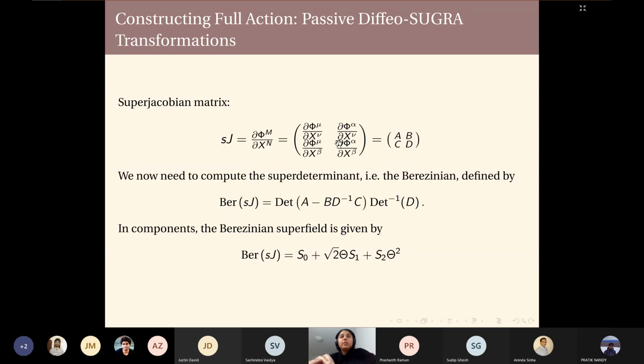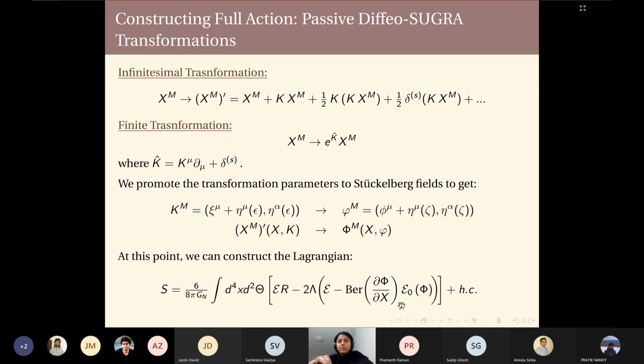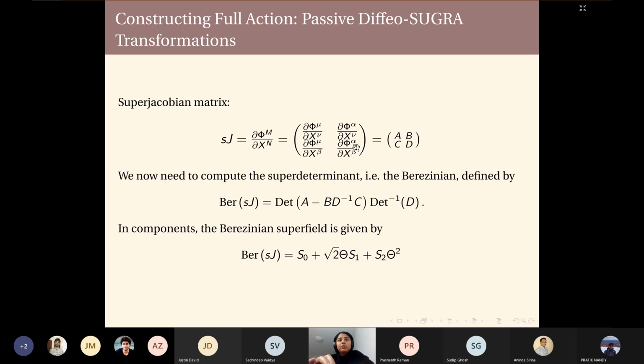But it's important to know what the Berezinian actually is like. I can just write that this is the Berezinian and it's the superdeterminant of the super-Jacobian matrix. But what does it look like? So this is the super-Jacobian, and a little more explicitly, it looks like this, where for the transformed Stückelberg field phi^m you have its derivatives with respect to the super coordinates like this. And this is the formula for computing the Berezinian of a super-Jacobian. And it can also be represented like a superfield like this. But when you actually have to compute the Berezinian, it's not that straightforward.